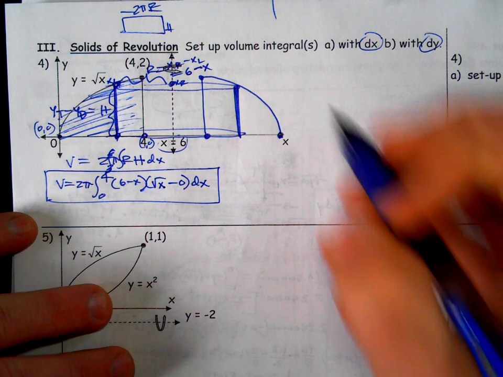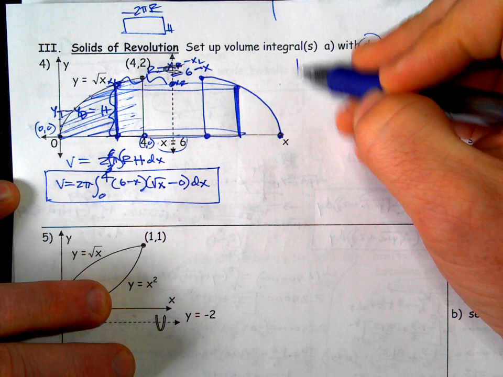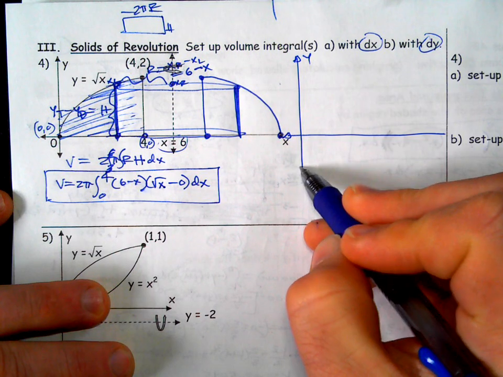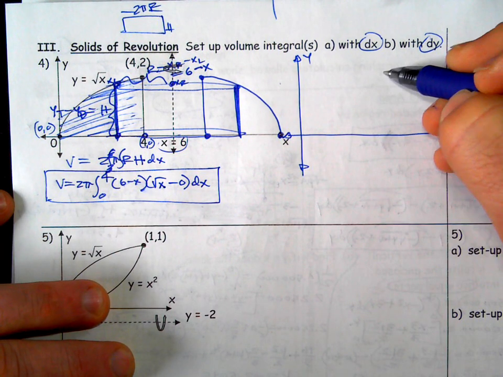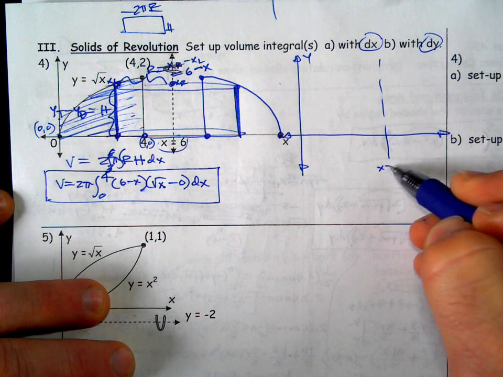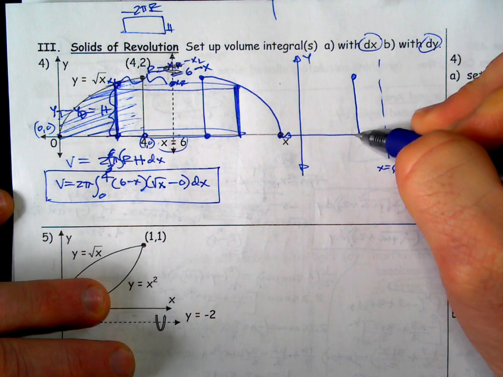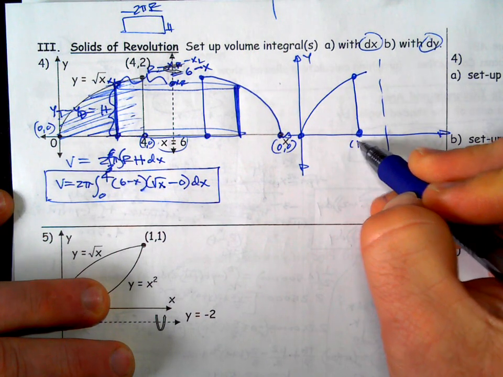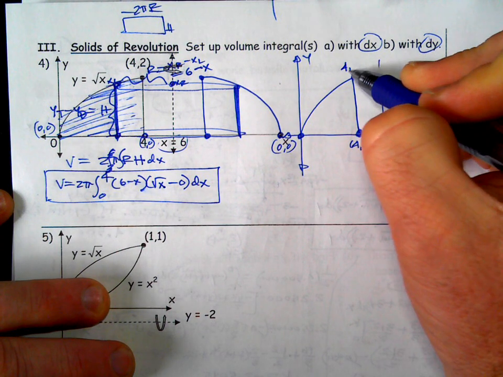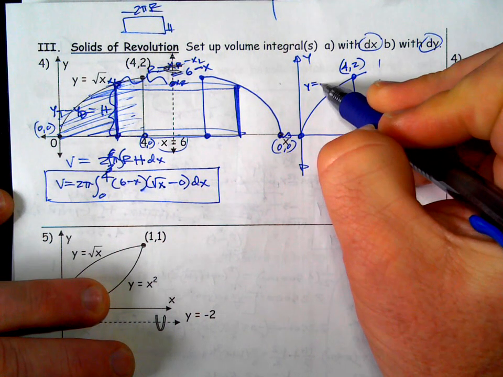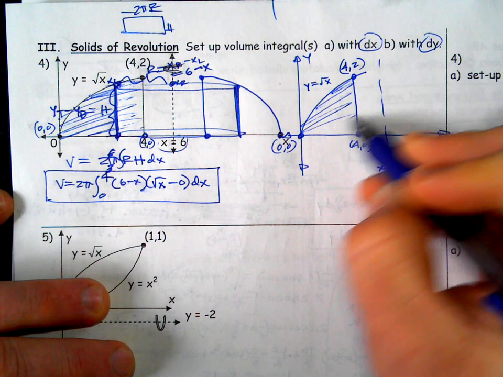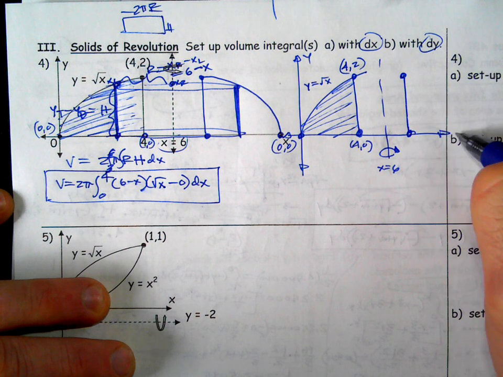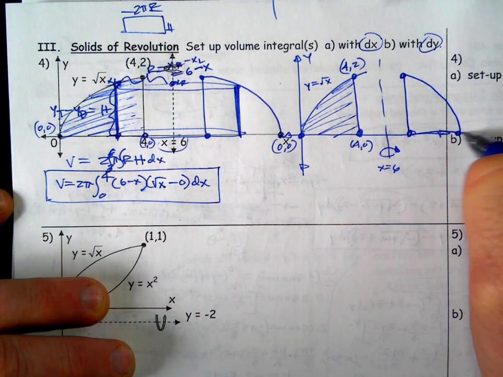The next one, I'm going to try and redraw the picture. On your tests, your retests, you'll have a lot more space to do this, but I think I can pull this off. I'm just going to make it a little smaller. This is x equals 6. That's 0, 0, 4, 0, 4, 2, y equals the square root of x. That's your original region. You're spinning it about x equals 6.